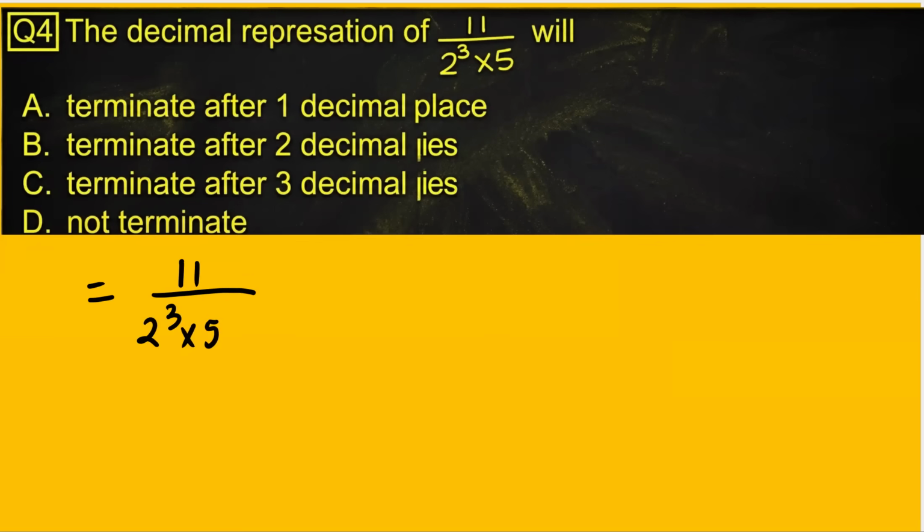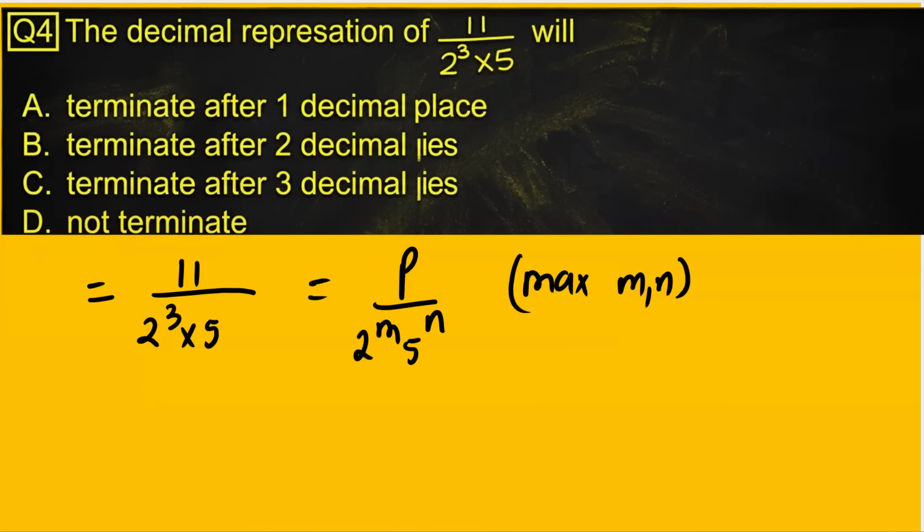So to do this question, we know that a fraction can be written in the form of p over 2 to the power of m and 5 to the power of n. And then we can see that it terminates after the maximum of m and n decimal places. So we have to determine whichever has the maximum of m, n. Here we can see that 2 to the power m is maximum. So here the m value is 3 and n value is 1.